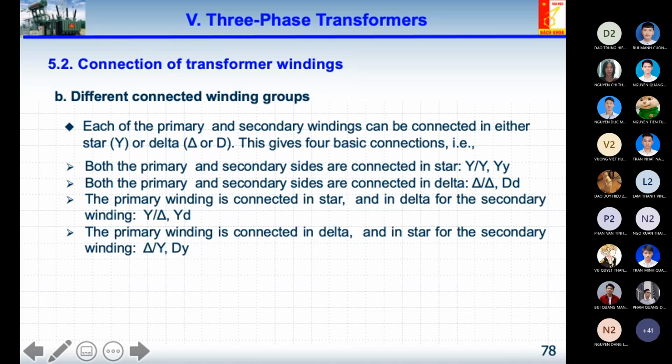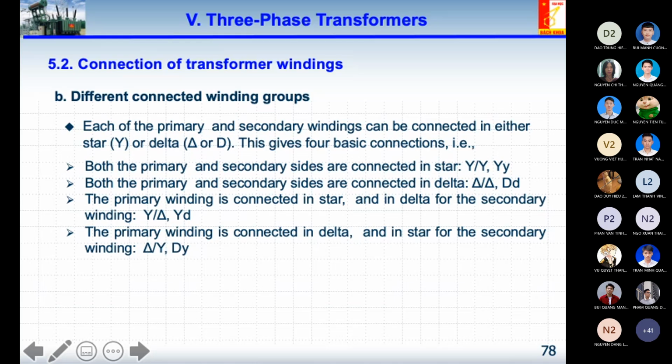For the third case, the primary winding is connected in star. And of course, the secondary winding is connected in delta, and for that we get star and delta here. Or we can write like this, star or normal D like this. And the final connection of the transformer is that the primary winding is connected in delta and the secondary winding is connected in star, and for that we get the vector group like this.